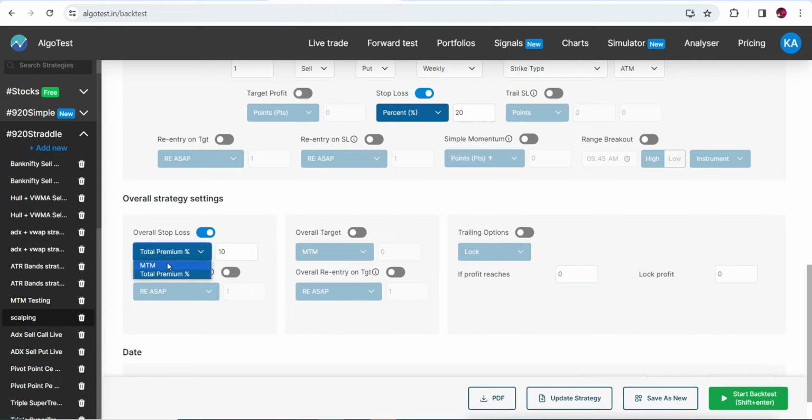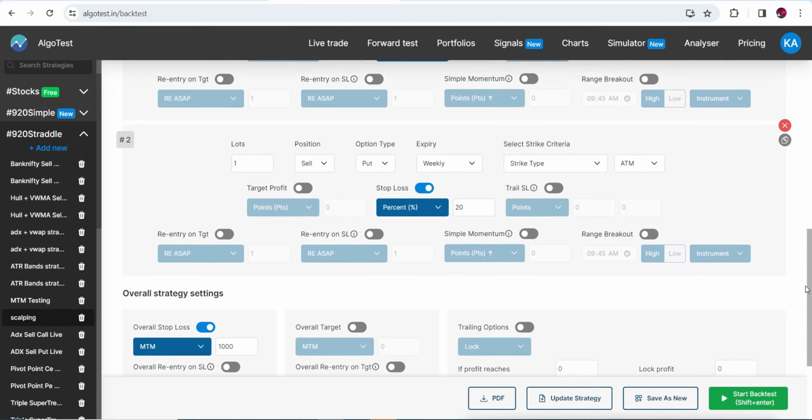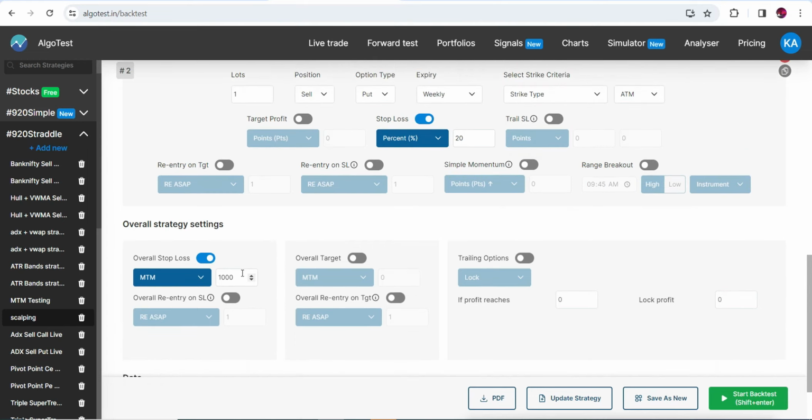So what MTM does is, assume I have set 1000. At any point of time, if the loss of the strategy is 1000 in MTM terms, meaning in rupee terms, then it will exit that strategy instantly, and it will not execute further legs. Once our overall setting is hit, it will exit that strategy.